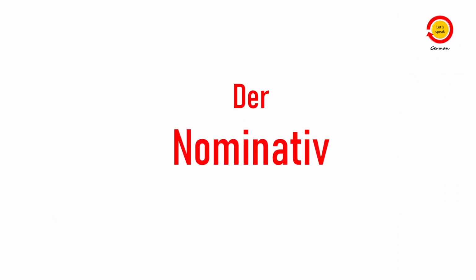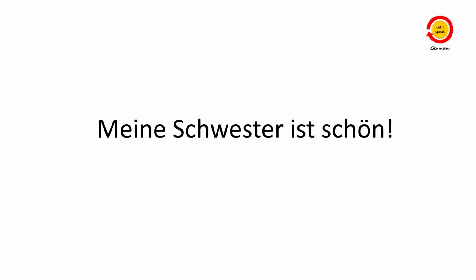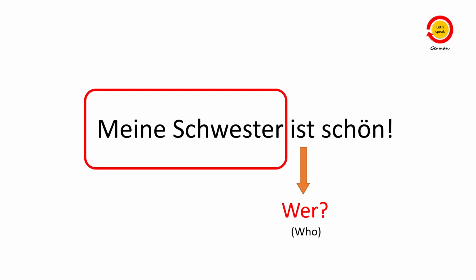Der Nominativ. We have just seen that the nominative noun indicates the subject in a sentence. Meine Schwester ist schön. Here ist is the verb answering the question who in the sentence. Who is beautiful? Meine Schwester is beautiful. Therefore, here the noun which answers the question who is supposed to be the nominative Nomen.